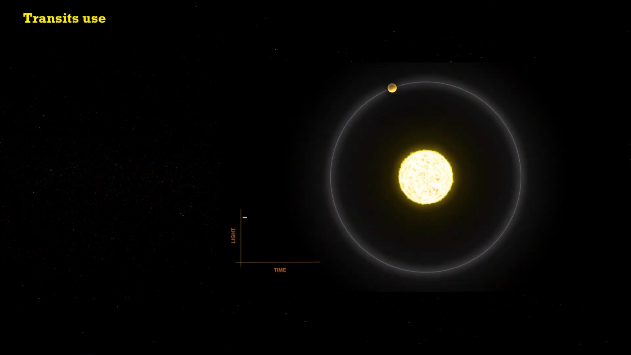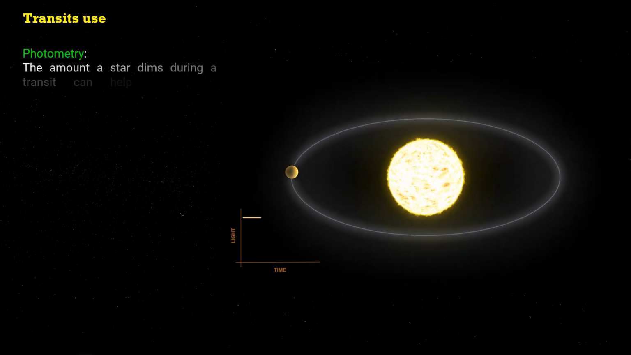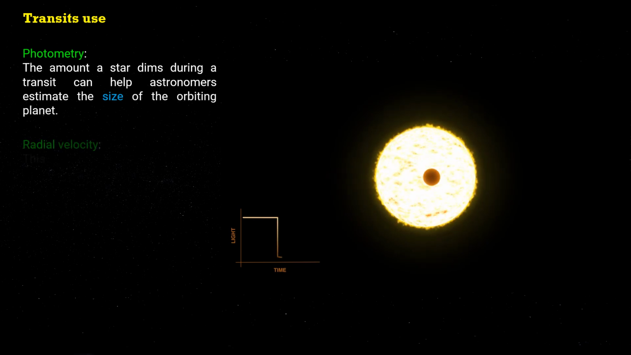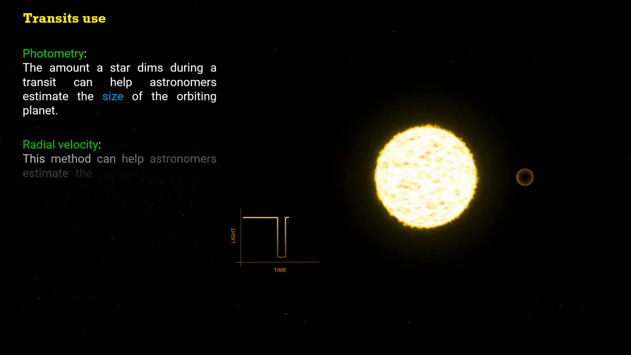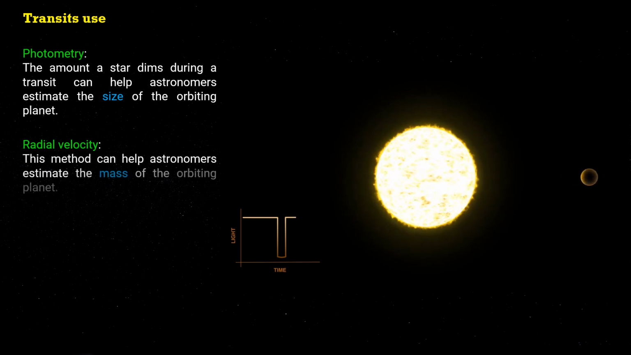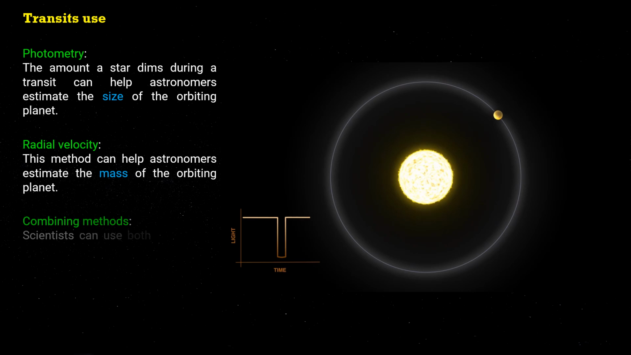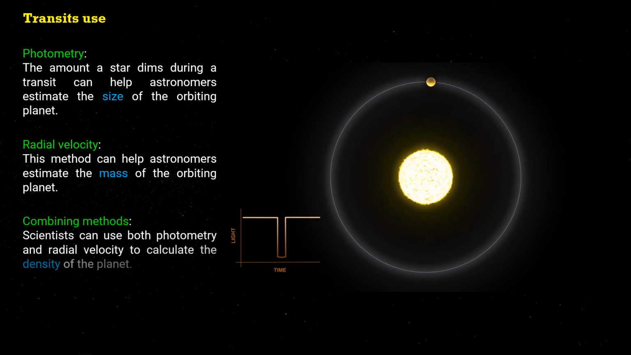Transit's use. Photometry: the amount a star dims during a transit can help astronomers estimate the size of the orbiting planet. Radial velocity: this method can help astronomers estimate the mass of the orbiting planet. Combining methods: scientists can use both photometry and radial velocity to calculate the density of the planet.